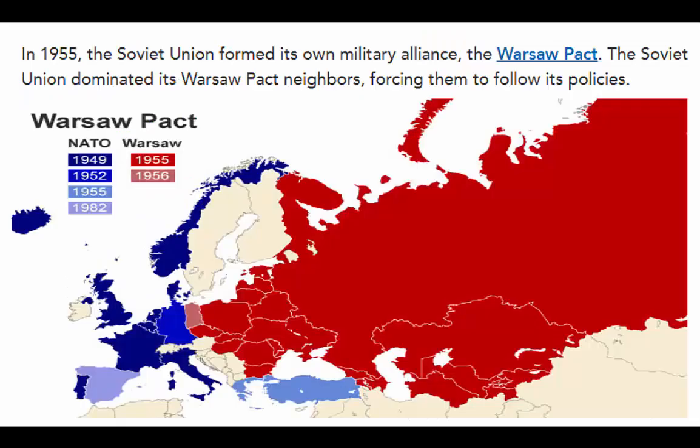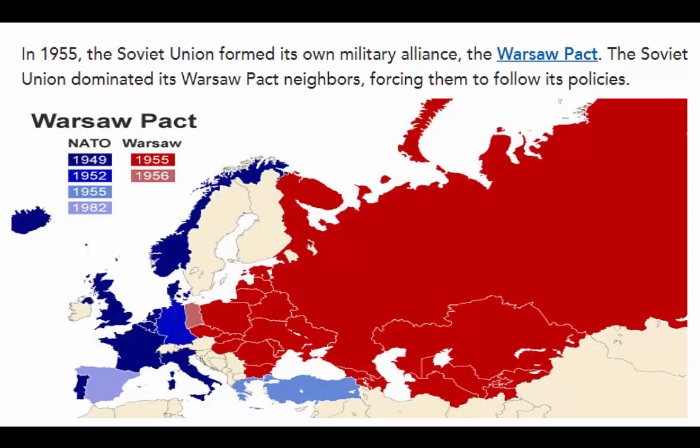In 1955, the Soviet Union formed its own military alliance, the Warsaw Pact. The Soviet Union dominated its Warsaw Pact neighbors, forcing them to follow its policies. So notice here are the countries that were part of the Warsaw Pact.